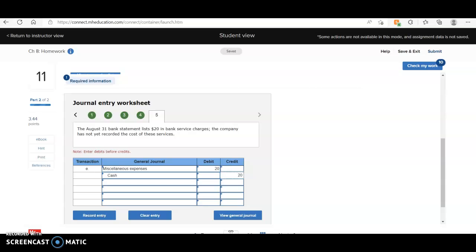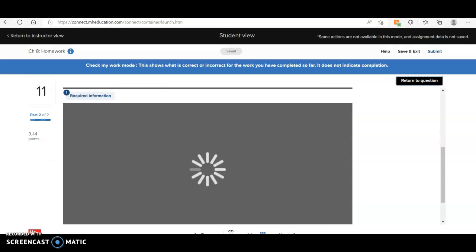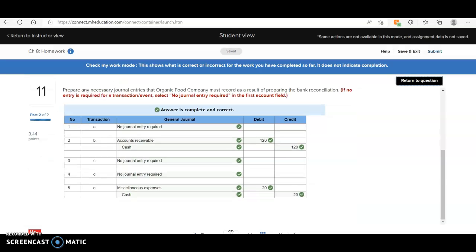I'm going to hit check my work on this one just to make sure that all of them show properly, the A, B, C, D, and E. And we can see here that that's what we should have used, the accounts receivable. And then if you don't have a clear expense listed, you're going to be using that miscellaneous expenses. So that takes us through number 11. We are at the end of this video, and we will continue with the next ones in the next video.